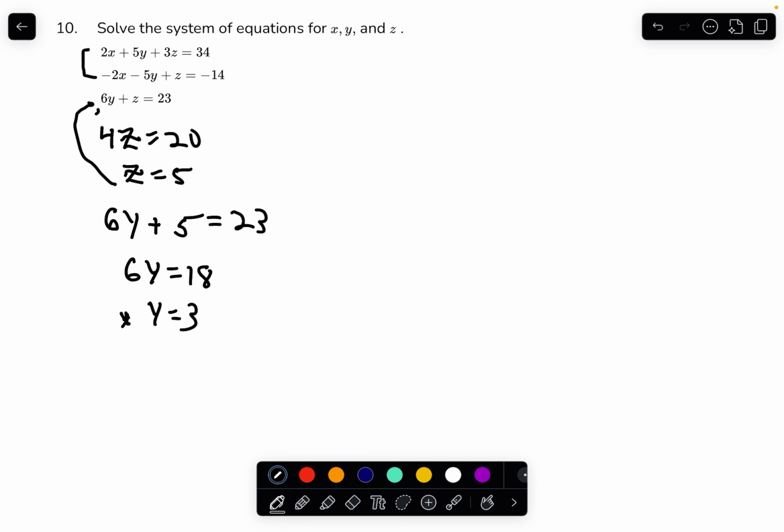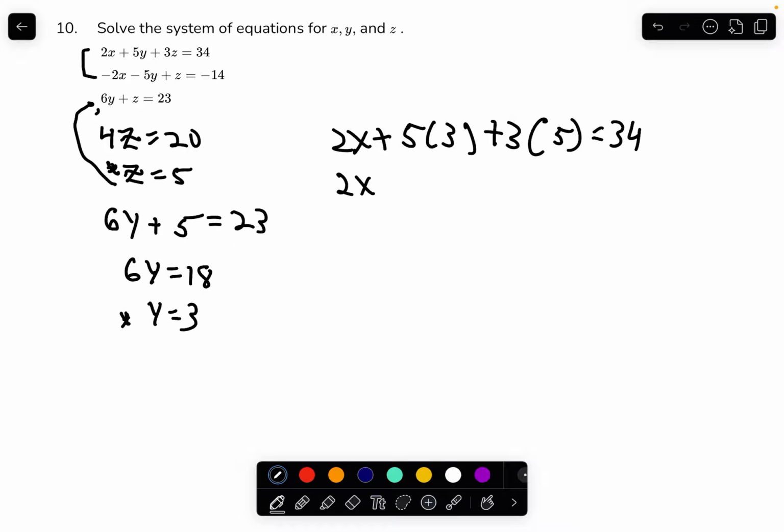Okay? So you got 3 and 5 as the y and z. Now we can plug it into either the top or the middle equation, either one of these. Now, I don't like the negative signs because kids will screw up when they try to evaluate it. So I'm going to plug it into the one that doesn't have any negative signs. And it's up to me. If you want to use the middle equation, you could. So we got 2x plus 5y, but remember, y was 3, plus 3z, but z was 5, equals 34.